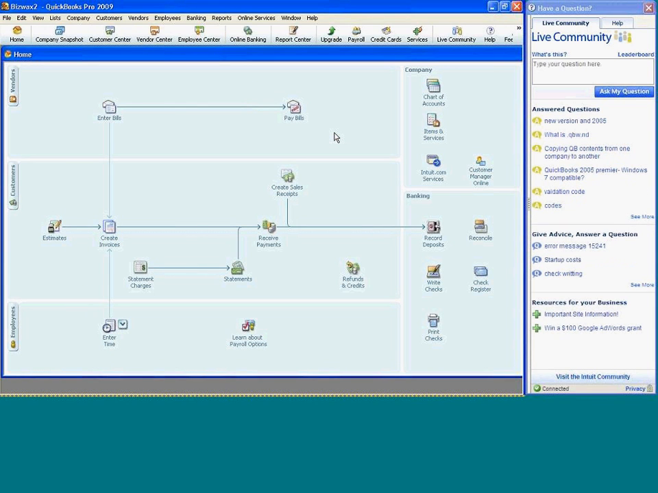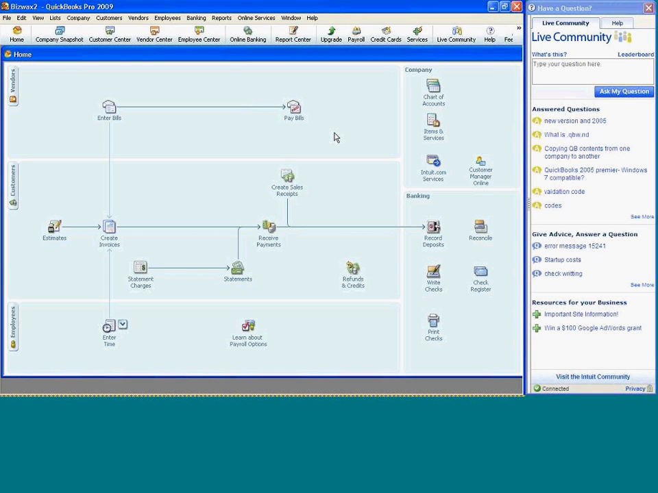So I show you over here all these boxes at the same time. Any questions about this? So what I've showed you is this can be done in all sorts of businesses. In professional services, again: bills and pay bills, estimates, create invoices, receive payments, statement charges and statements, refunds and credits.